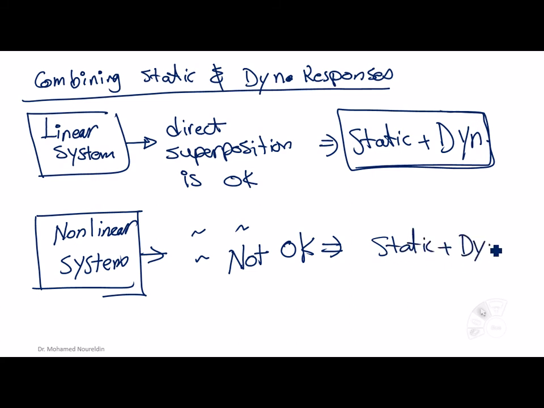Static plus dynamic is going to be wrong. We cannot do this. So why can we not do this? What is the main reason for this case?